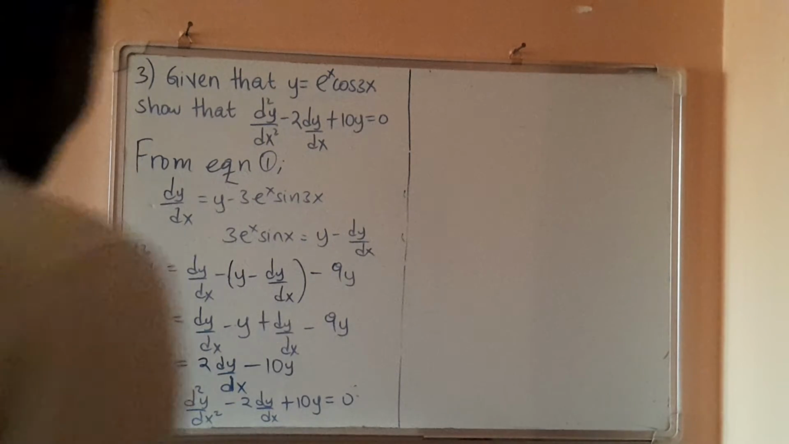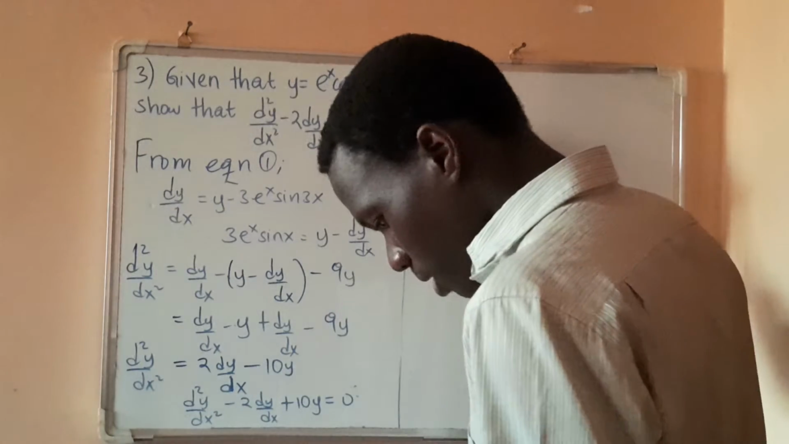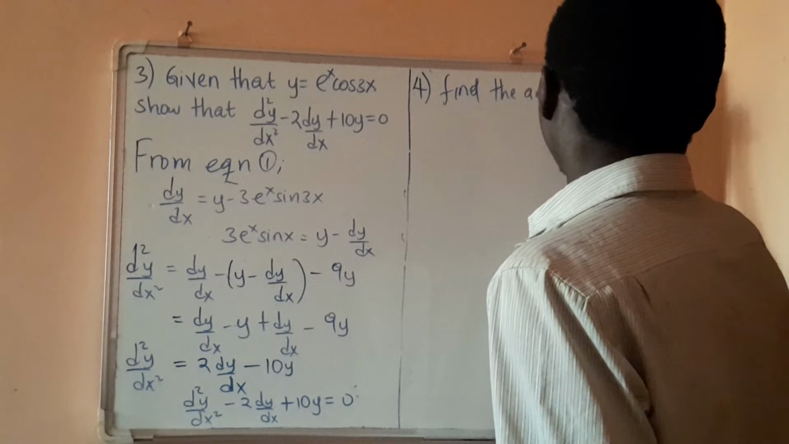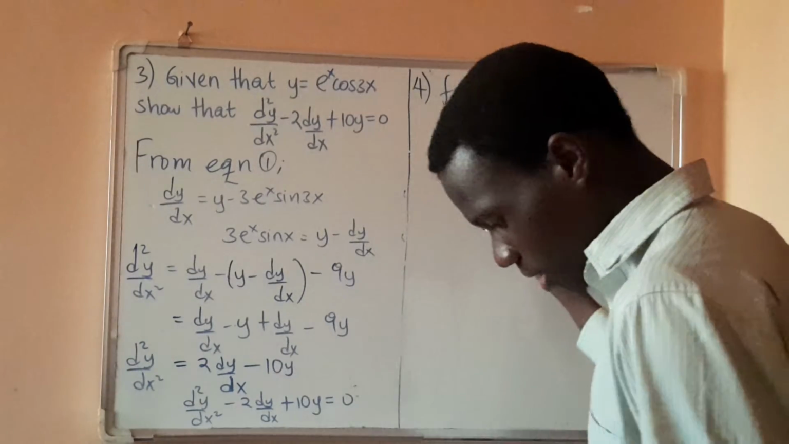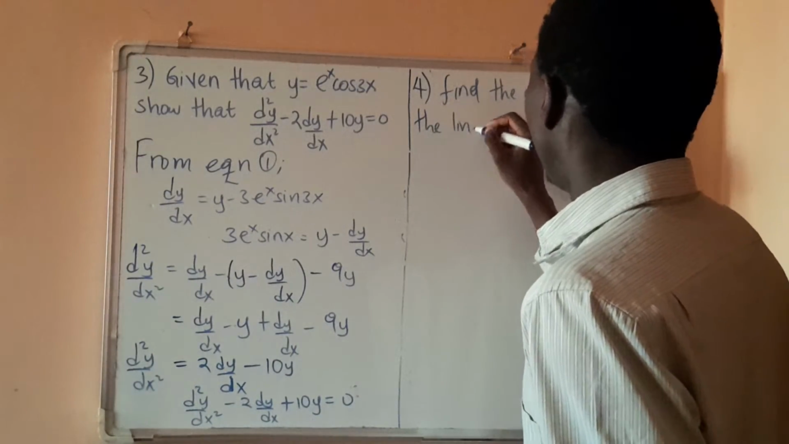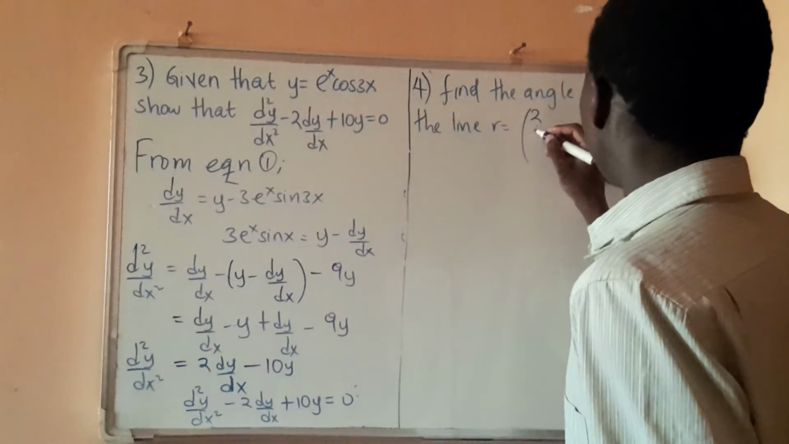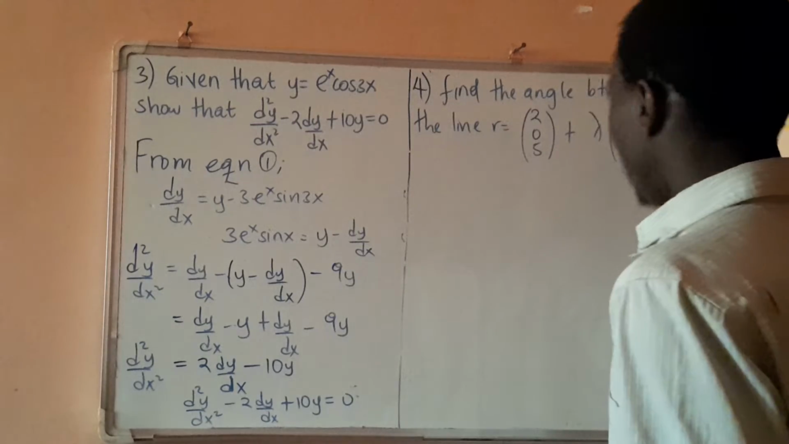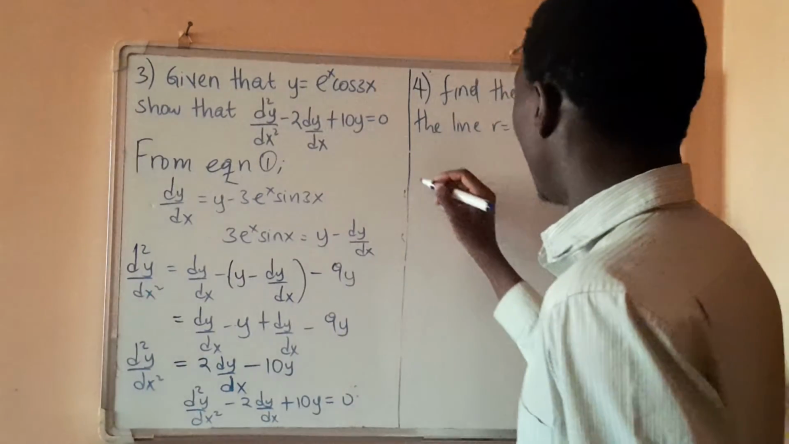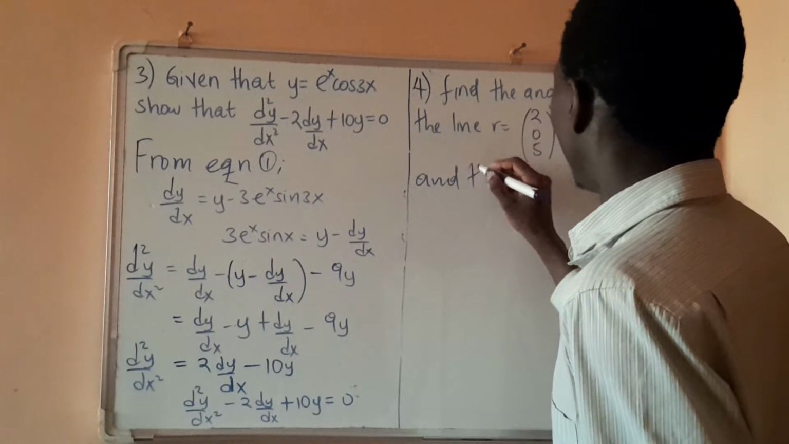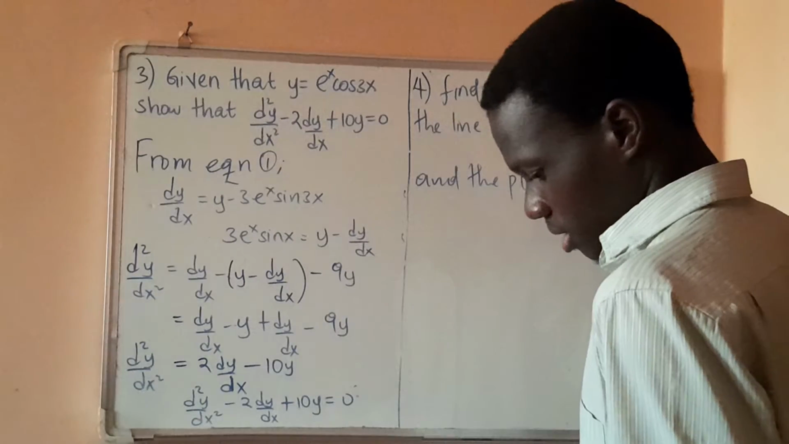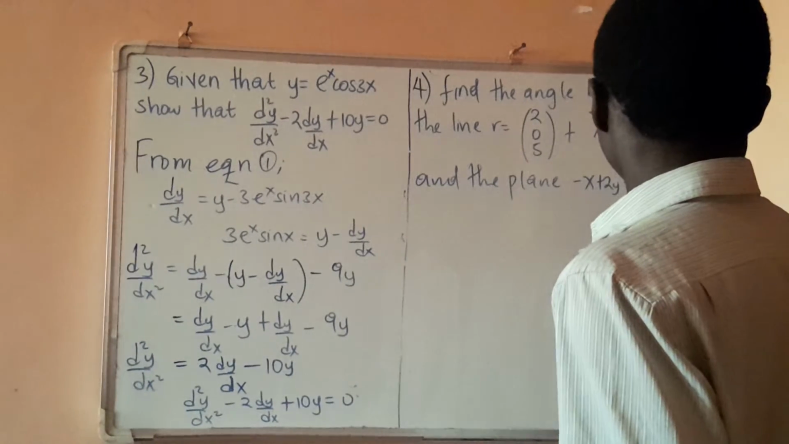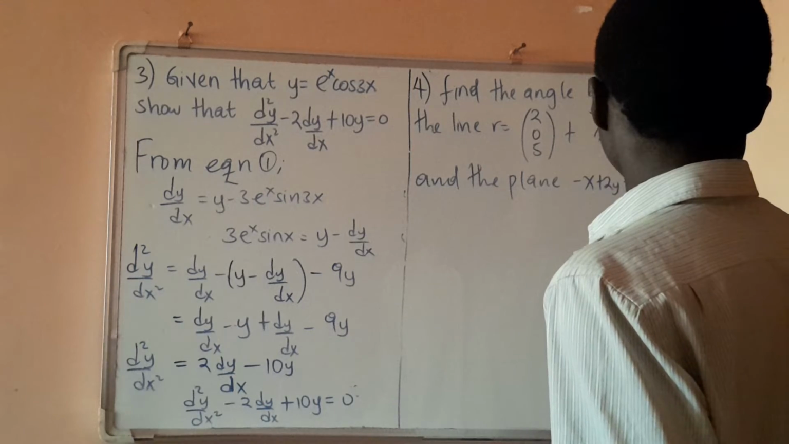So question 4, they wanted you to find the angle between the line r equals (2, 0, 5) plus lambda (3, 12, 4), find the angle between that line and the plane, negative x plus 2y plus 2z minus 66 equals 0.